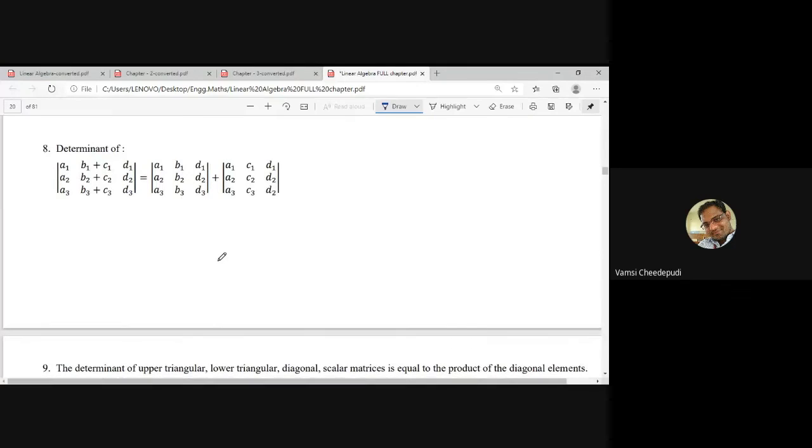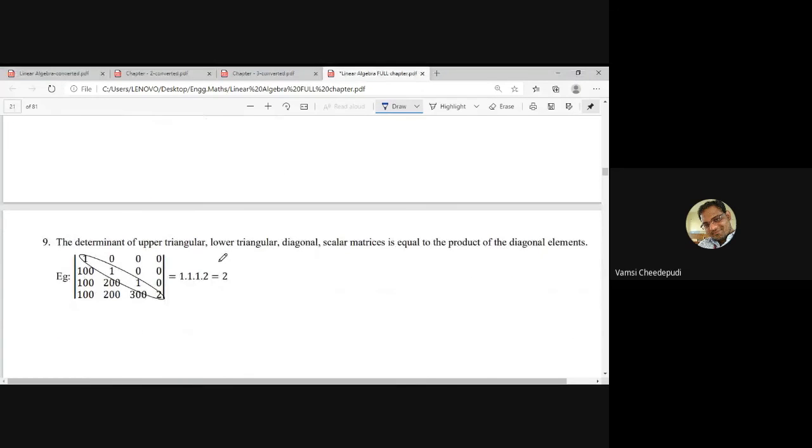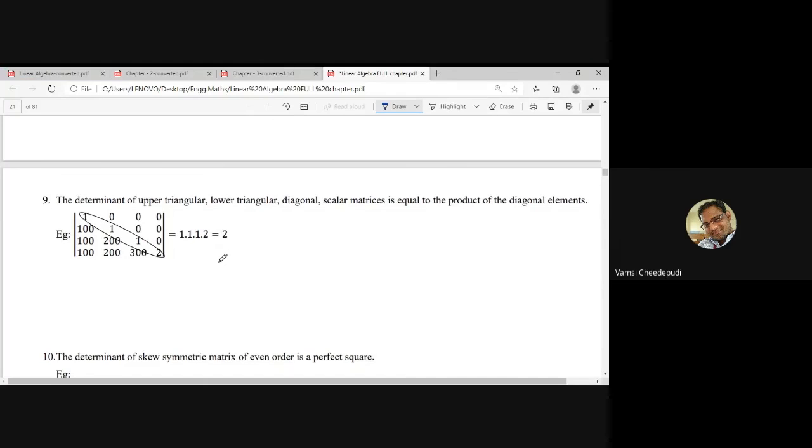Next determinant property. In a determinant, when you have elements like B1 plus C1, B2 plus C2, B3 plus C3, you can distribute the determinant as two 3 by 3 determinants: B1, B2, B3 in the first determinant's second column, and C1, C2, C3 in the second determinant's second column. That is not that important a property, but this one is very, very important.